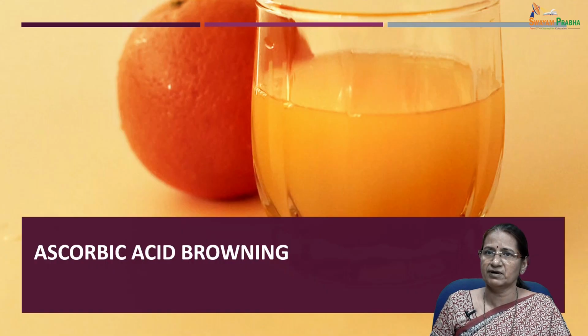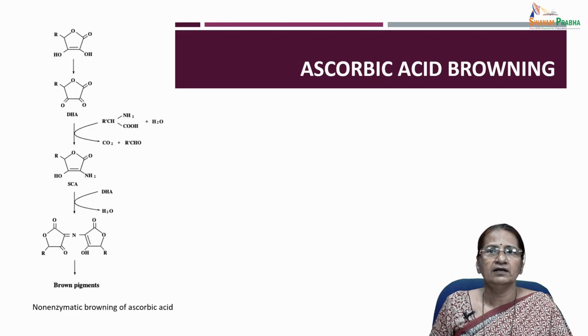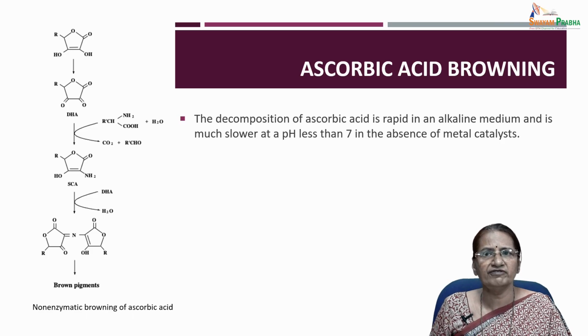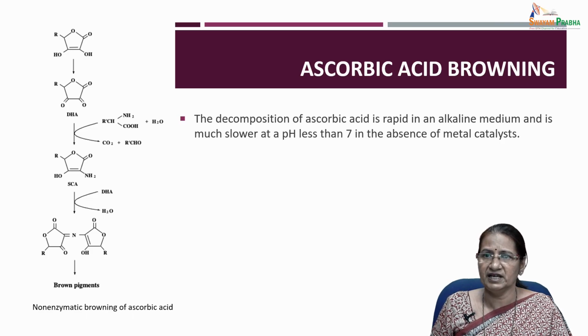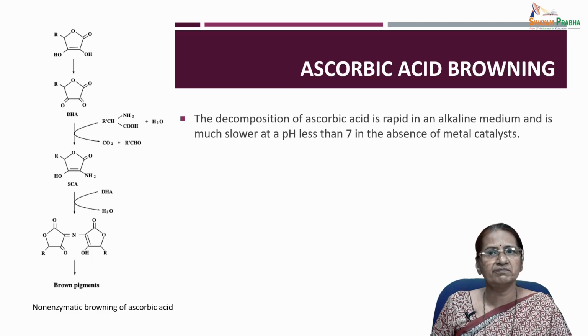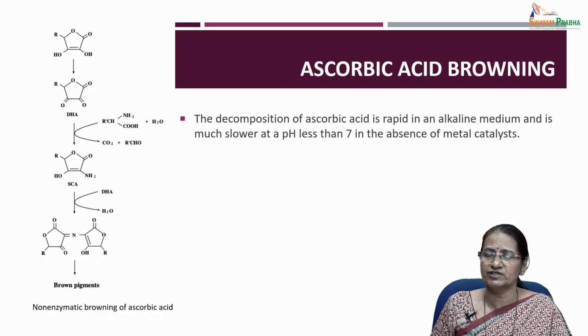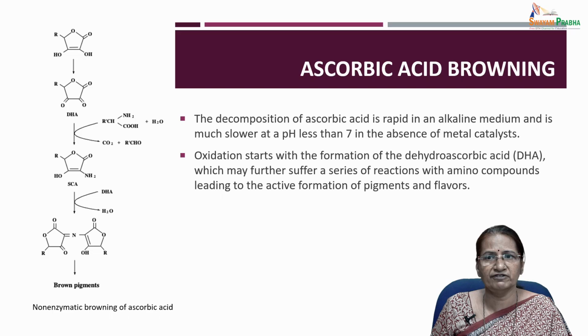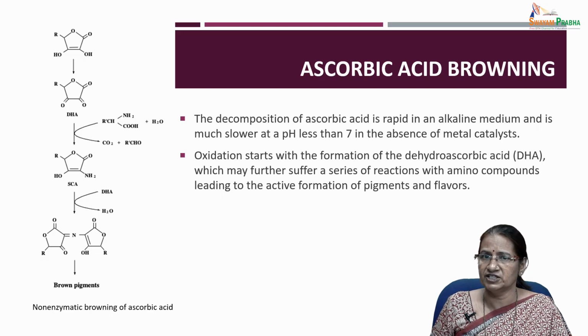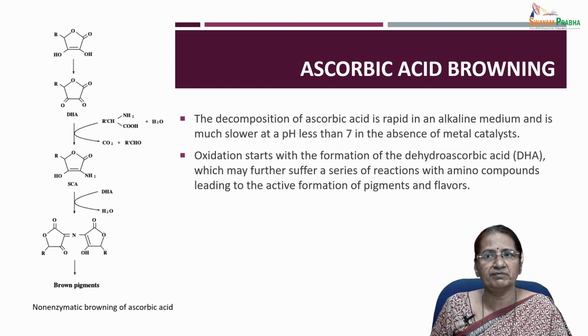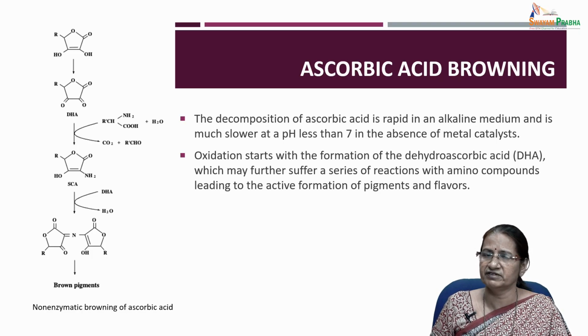Now, ascorbic acid browning. The decomposition of ascorbic acid is rapid in an alkaline medium and is much slower at a pH less than 7 in the absence of metal catalysis. Oxidation starts with the formation of dihydroascorbic acid, or DHA, which may further suffer a series of reactions with amino compounds, leading to the active formation of pigments and flavors.